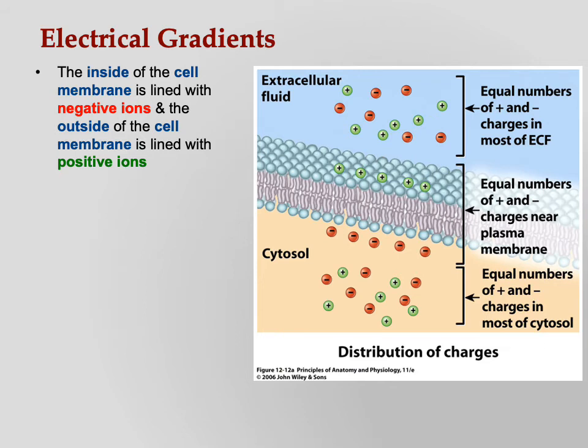So remember about like charges and opposite charges? Because the inside is more negative, positive ions are trying to get in. And because the outside is more positive, negative ions are trying to get out. The potential difference here is negative 70 millivolts. So negative 70 millivolts, you're thinking, wait, what? How do we get that number? Where does that come from?